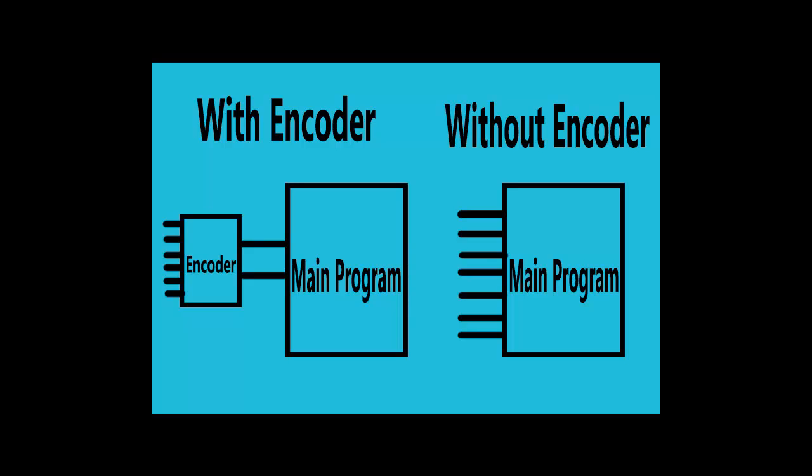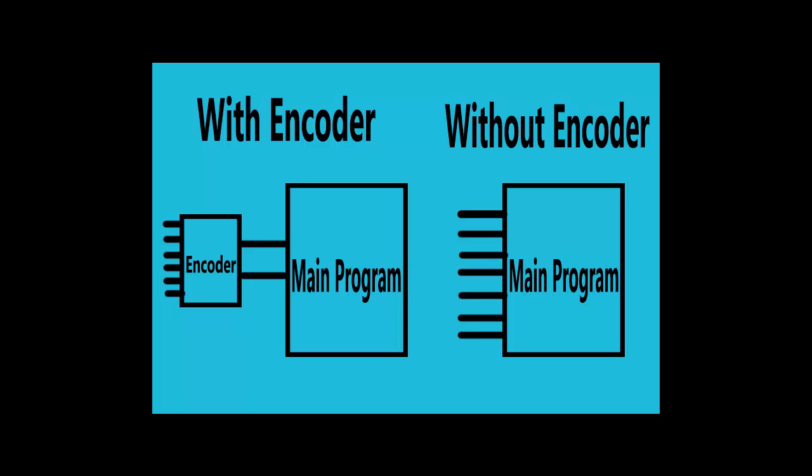Basically, when we are using an encoder, we send all of the inputs to the encoder. The encoder encodes each and every one of the inputs and sends the encoded bits to the main program. The main program consists of a decoder which decodes it and uses the given input for its processing.